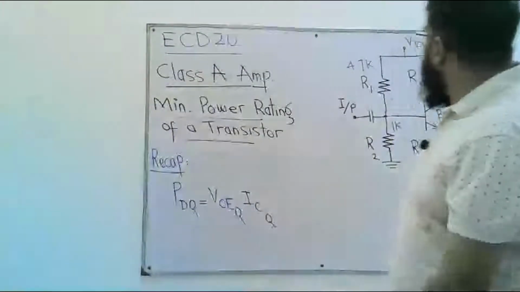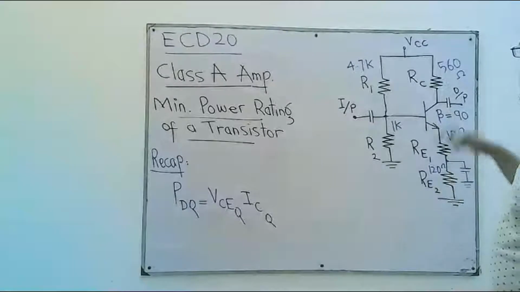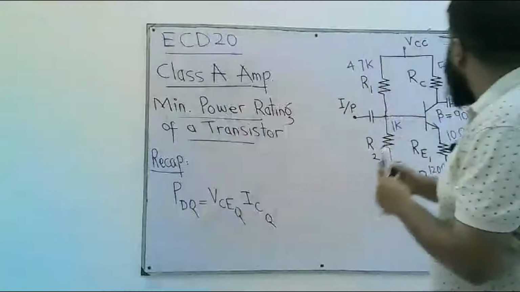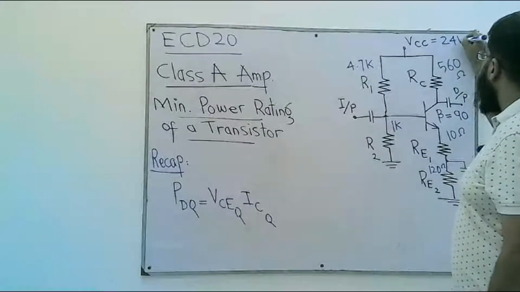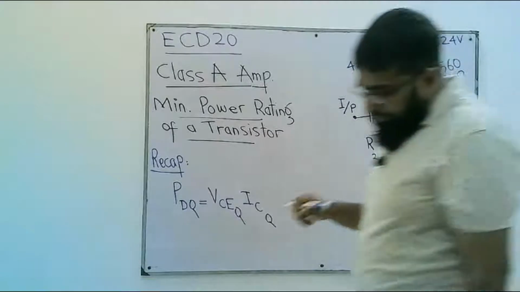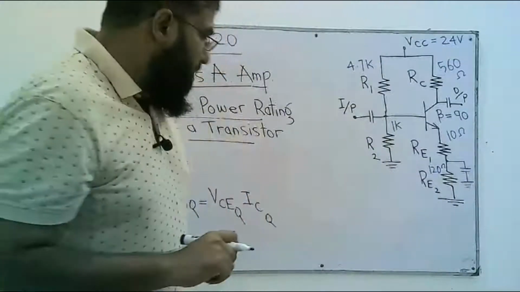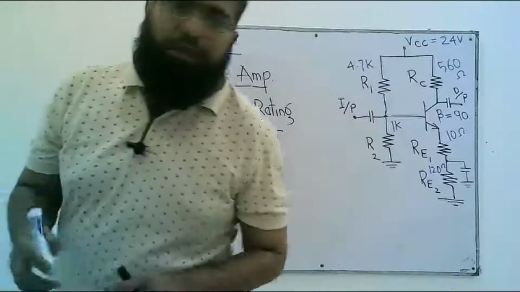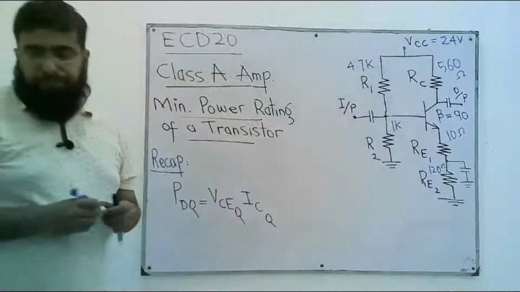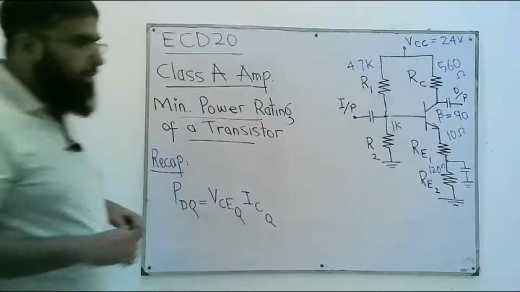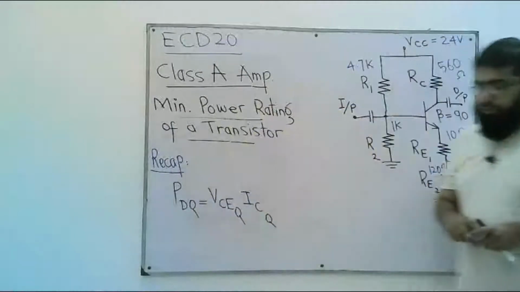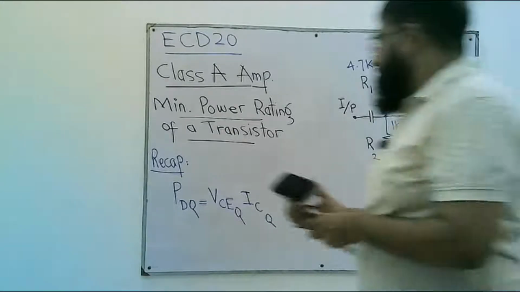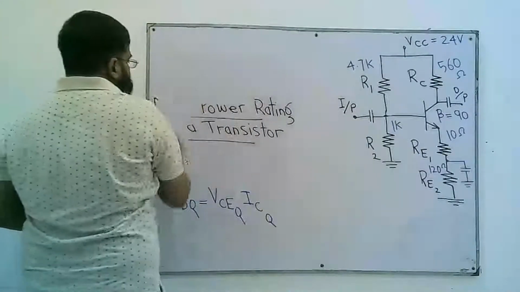So let's solve this. Given this circuit, VCC is 24 volts. Everything else is given, even beta is given. So what we are required to do is to find VCE and IC, and once we are done, we'll multiply these two quantities and we'll get the minimum rating of the transistor. So it's a relatively simpler problem. Let's find the first quantity first, VCEQ first, or IC first. Let's see.